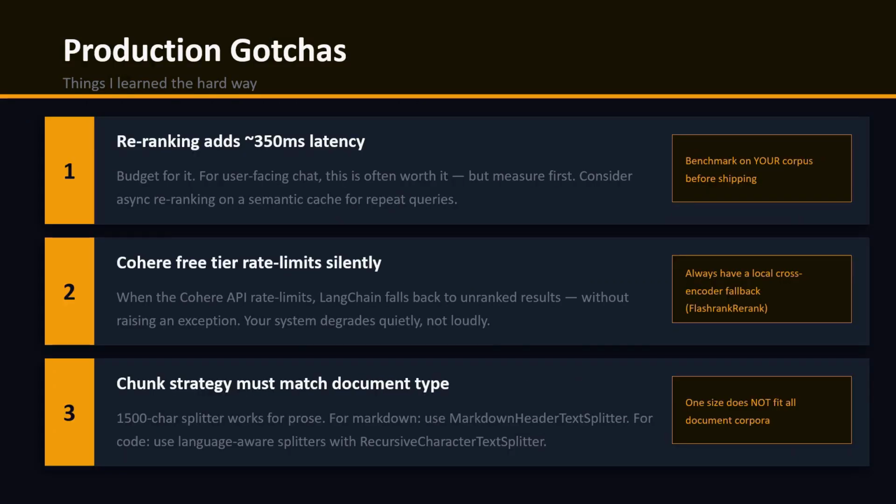Before deploying to production, please keep in mind these things. Re-rankers add latency, so only add one if you really need it. Also have a local cross encoder, because although it is a rare scenario, sometimes it can happen. And the chunk strategy that we used here may not fit all sorts of documents. It basically depends on your document type.